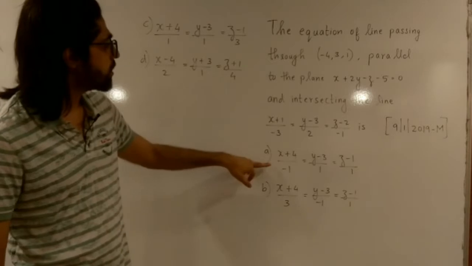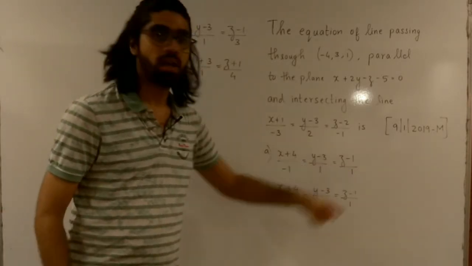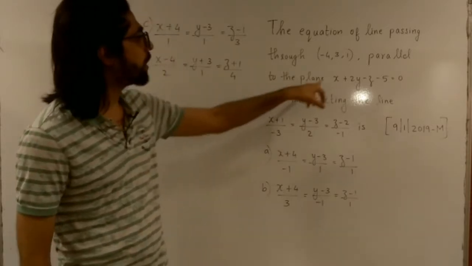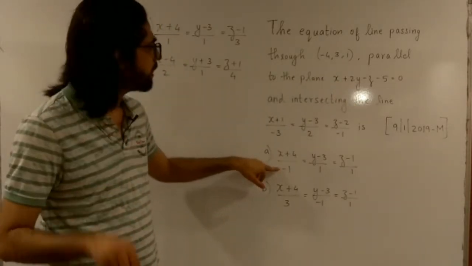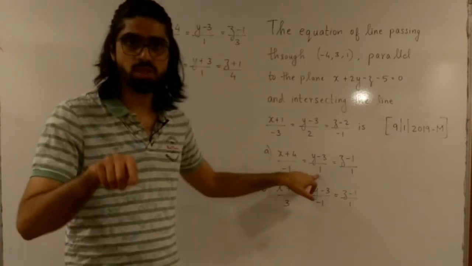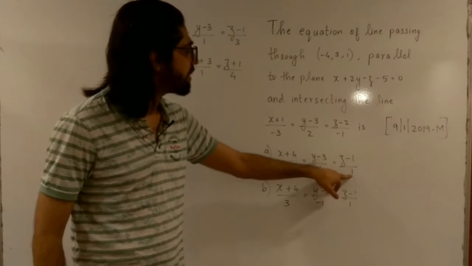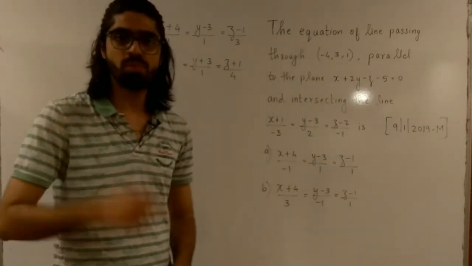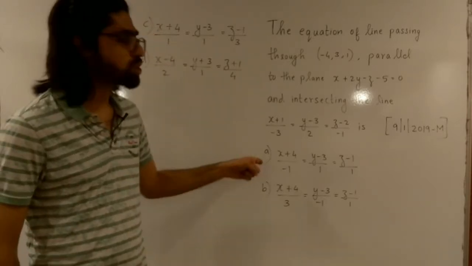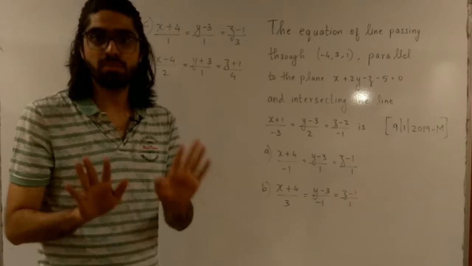For the first option, the parallel vector is -1, 1, 1. Its dot product has to be taken with 1, 2, -1. So I have 1 into -1, which is -1, plus 2 into 1, which is plus 2, so -1 plus 2 makes it 1, and finally I have -1 into 1, which is -1, and that 1 minus 1 will be equal to 0. So for the first option, the normal and the line are perpendicular. It might be the right answer.